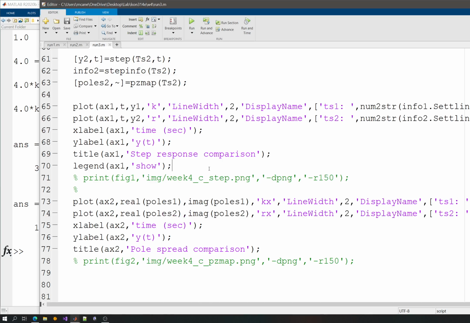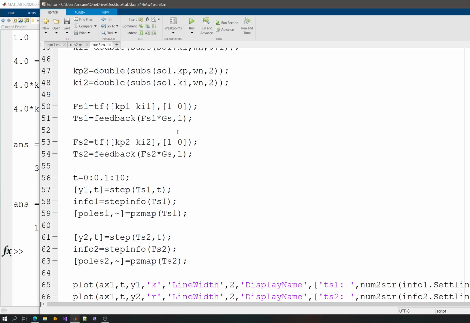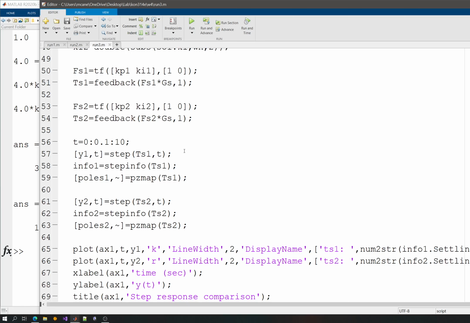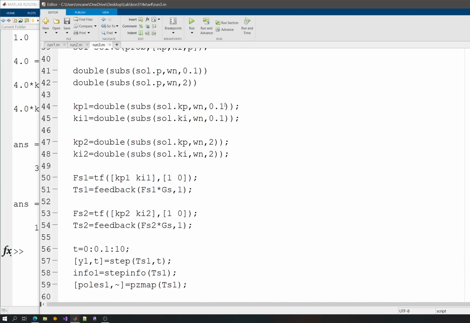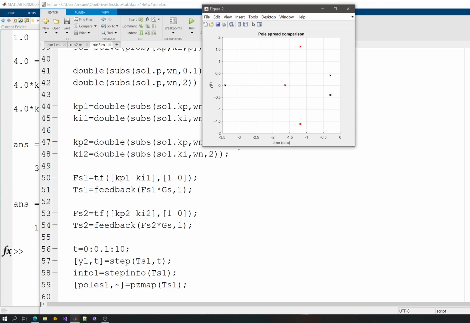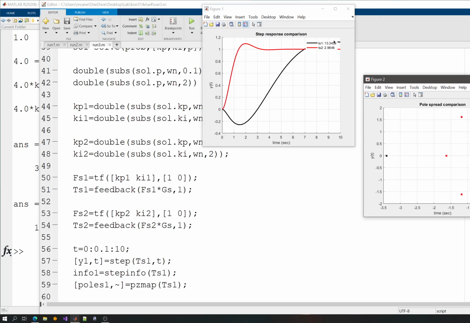Now I can see and assess the situation, and I can say that okay, this was an overkill. Maybe I need to increase my omega n value a little bit. So there should be a trade-off between them. It's not a good idea to overkill. Now let's see what happens.